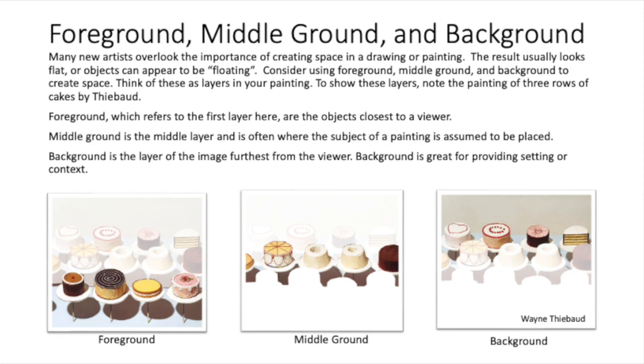To show these layers, note the painting of 3 rows of cakes by Tybald. Foreground, which refers to the first layer here, are objects closest to the viewer. Middle ground is the middle layer and is often where the subject of a painting is assumed to be placed. Background is the layer of an image furthest from the viewer. Background is great for providing setting or context to your painting.